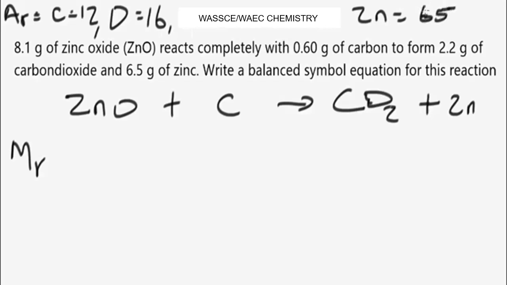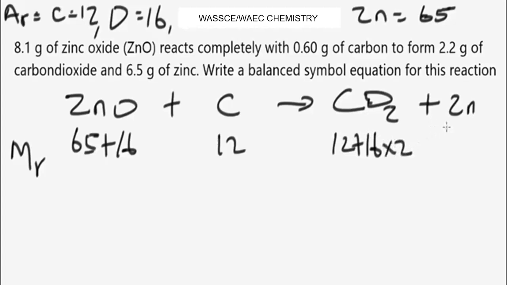So we can use this information now to get our relative formula mass. For zinc oxide, we add the relative atomic masses of the atoms. So zinc is 65 plus oxygen 16. For carbon dioxide, carbon is 12, one atom of carbon here, so we have 12 plus 16 times 2. For zinc, it is just 65. So when you simplify this, 65 plus 16 is going to give us 81.